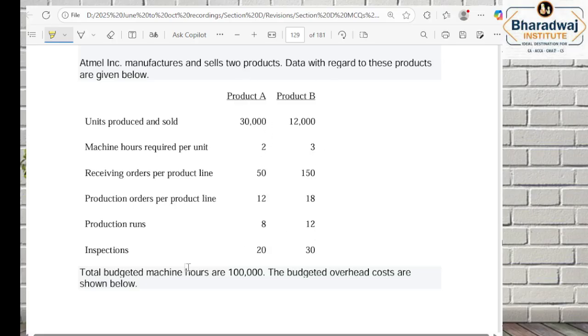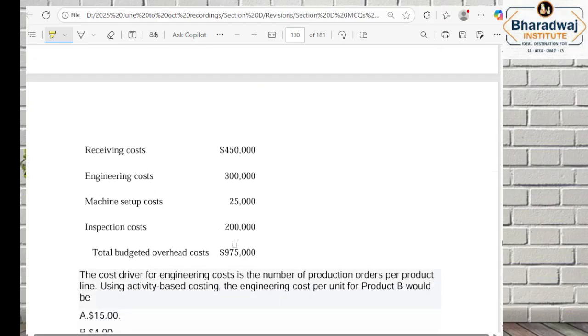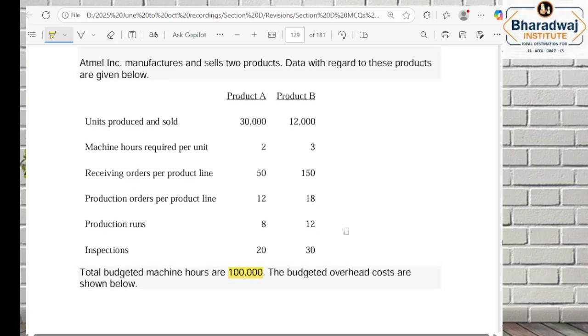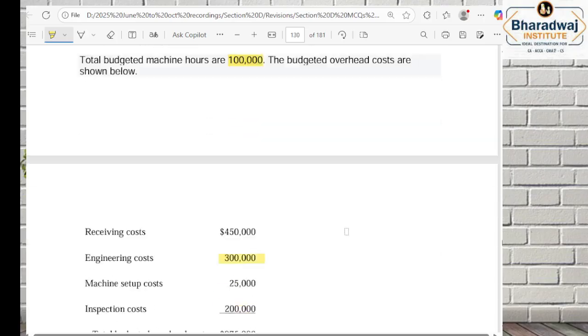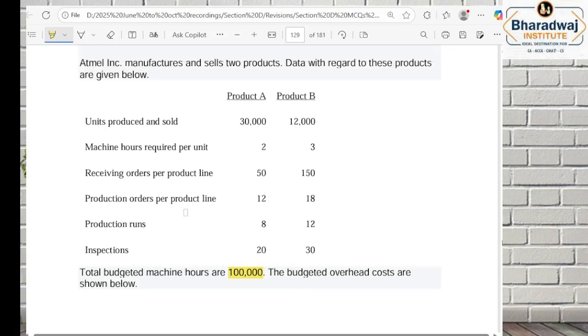Two products' data is given to us. Machine hours 1 lakh, and budgeted overhead costs are shown below: receiving, engineering, inspection, etc. The cost driver for engineering cost is the number of production orders per product line. Using the ABC system, what is the engineering cost per unit? 3 lakh divided by the number of production orders.